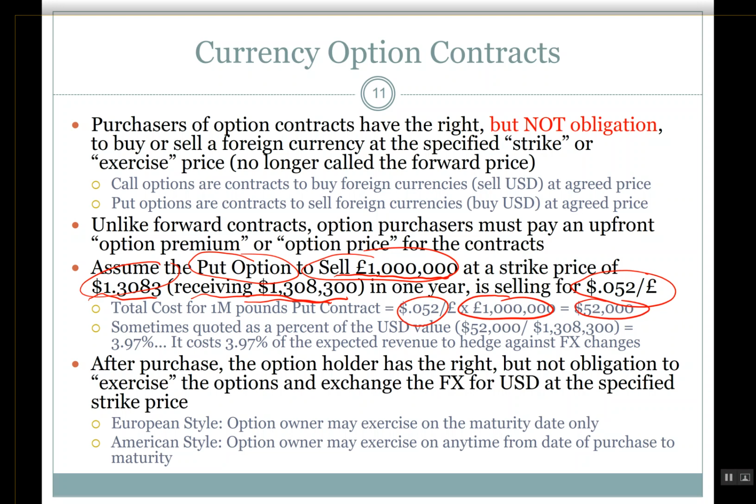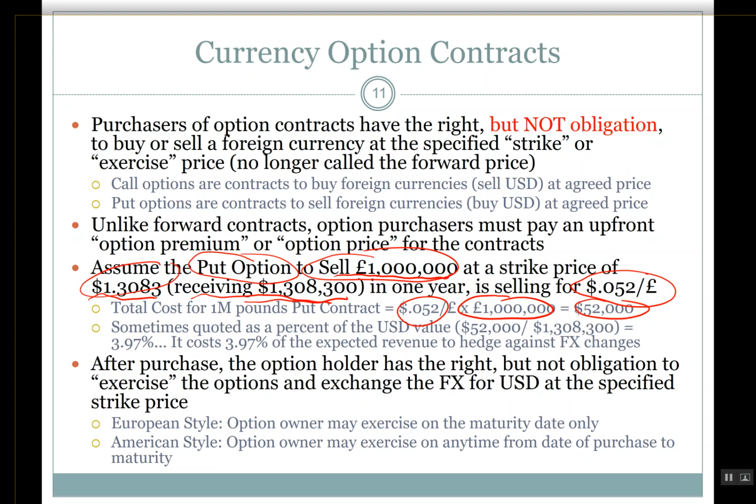So if I want a put option to sell £1,000,000 at $1.30, I will first write a check to Goldman Sachs for $50,000 or $52,000. Goldman Sachs has the money. Now you are sitting on this option, and you wait till next year. In exactly 1 year, you have a decision to make.